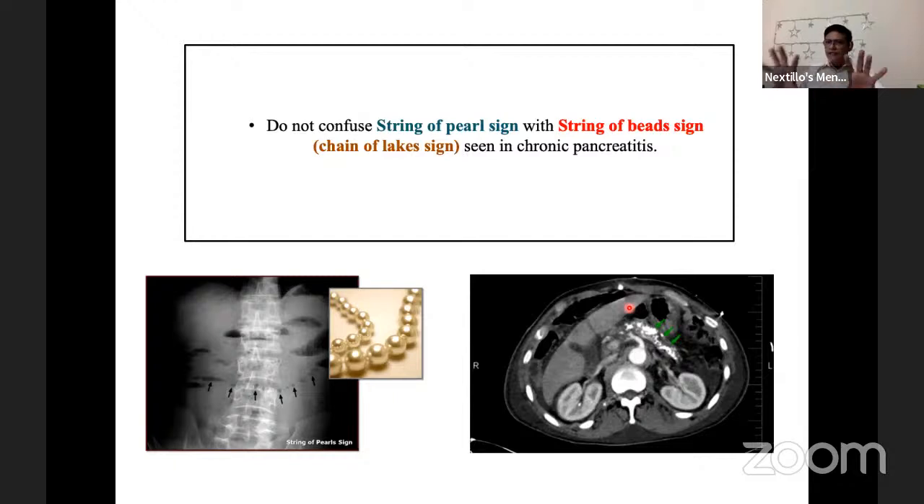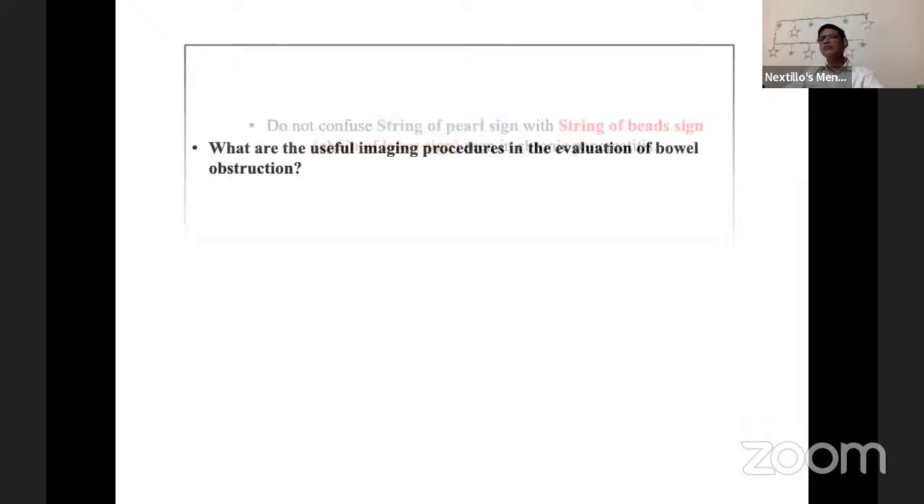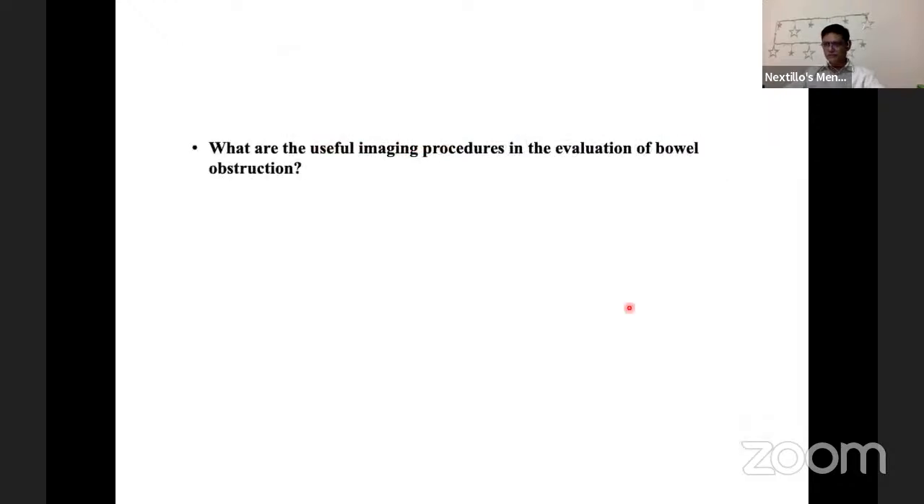So these are the different pictures. Remember, string of beads, pancreatitis; string of pearls, small bowel. Then what are the useful imaging procedures in the evaluation of the small bowel obstruction?